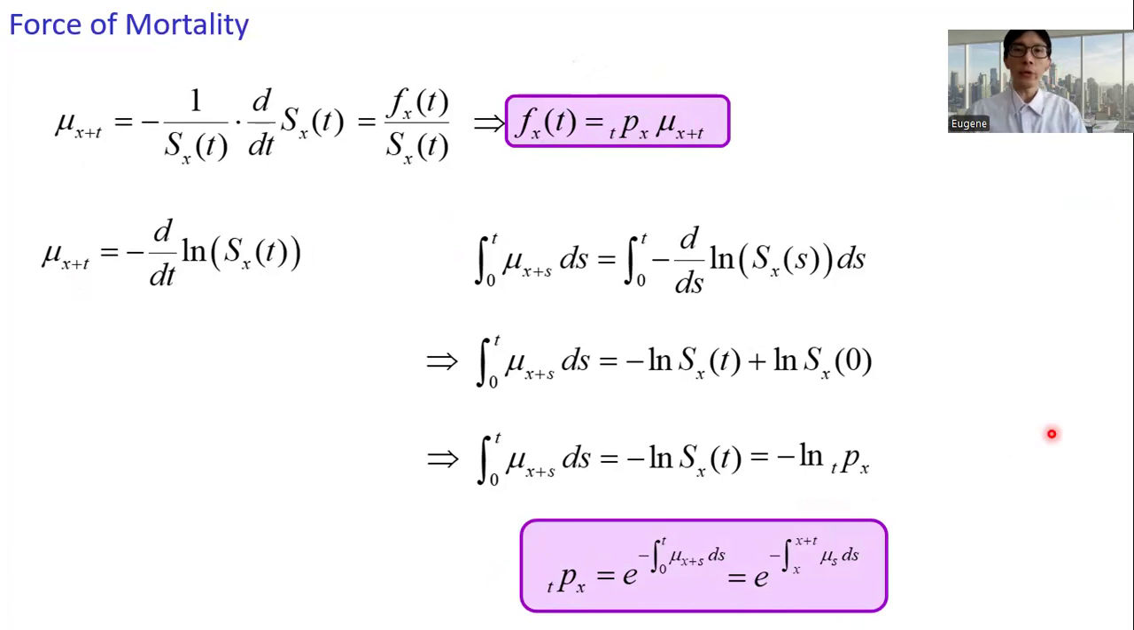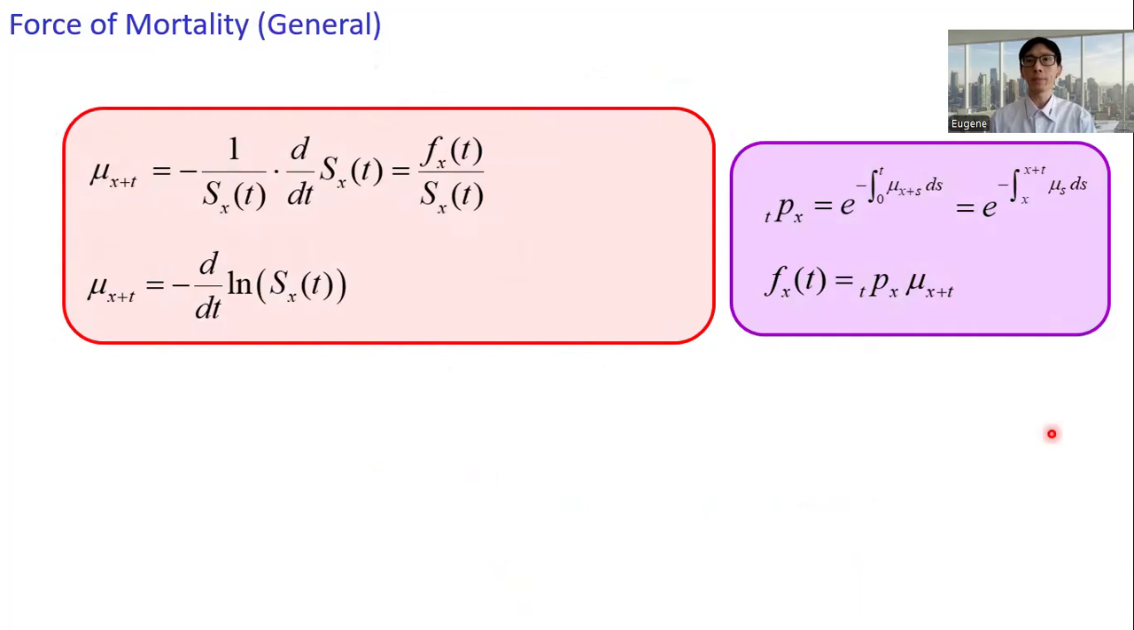All right, so we have gone through all the necessary formulas related to the force of mortality. Get back to the first expression. We can also express mu x plus t in terms of the actuarial notation. The first expression can be rewritten as the negative of 1 over tpx times d tpx/dt. And then the second one is the negative of d/dt of the natural log of tpx.